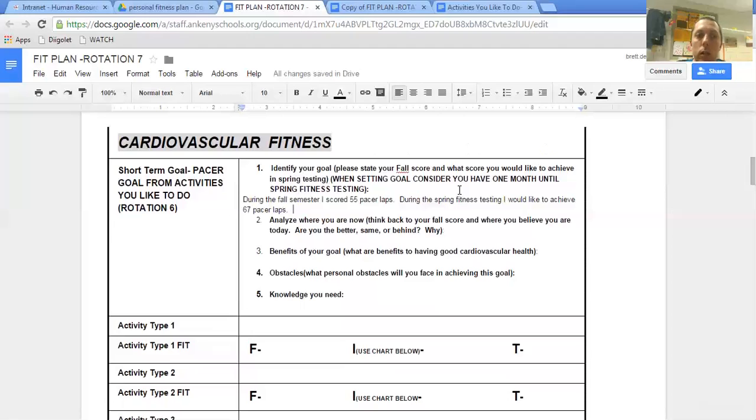So make this a realistic goal. For example, if you had 55, a non-realistic goal would probably be 105. So make sure it's a realistic goal for you. I believe a realistic goal, if I were doing this for myself, would be 67 pacer laps.